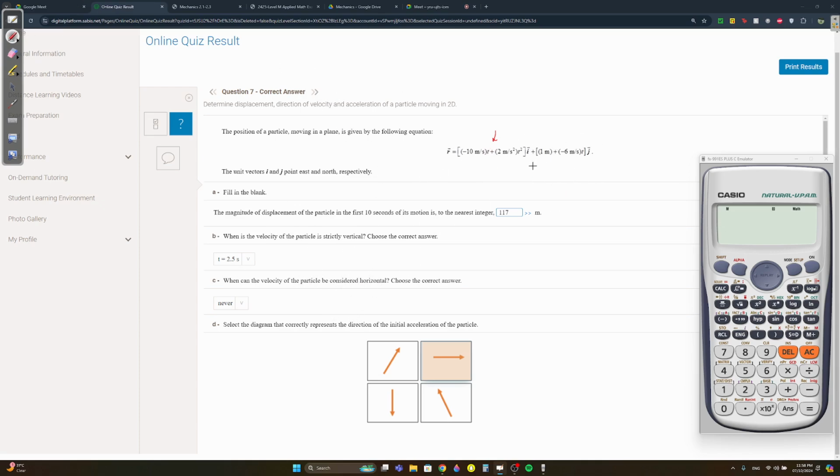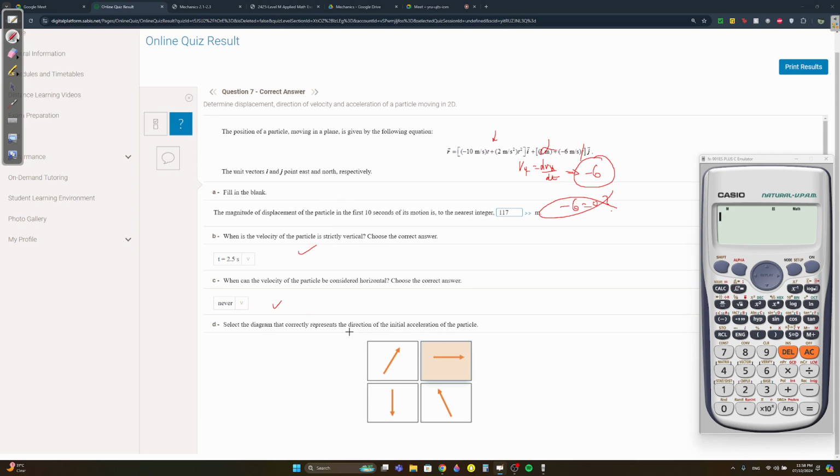Vy is equal to the derivative of r, y component, over dt, right? Let's see. 1 we derive, you get 0. 1 times minus 6 is minus 6. Reduce it by 1, you're done. So Vy is always equal to minus 6. Can you equate minus 6 to 0? No, mathematically incorrect, so it will never be only horizontal.